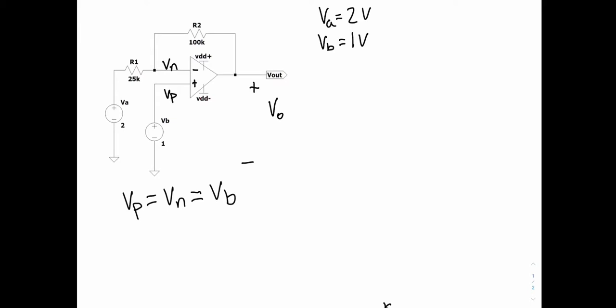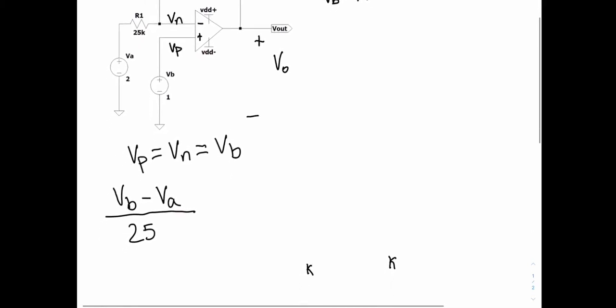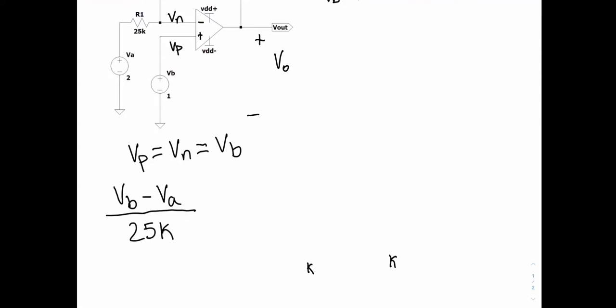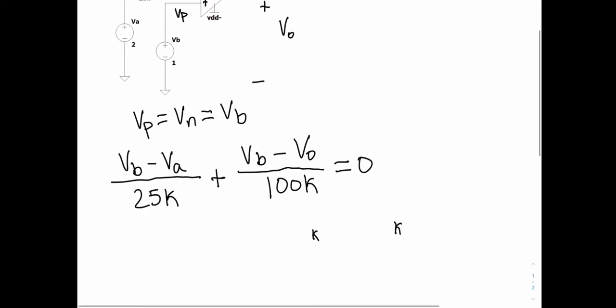Next, using nodal analysis, we can find out what Vout is going to be. So we'll take VB minus VA divided by our resistance, which is 25K, plus VB minus Vout divided by 100K. And this is going to be equal to 0.